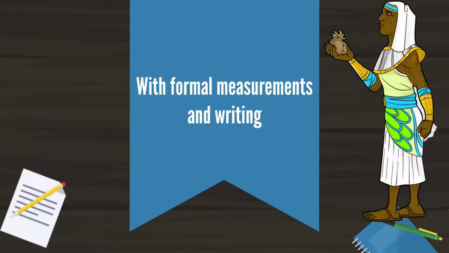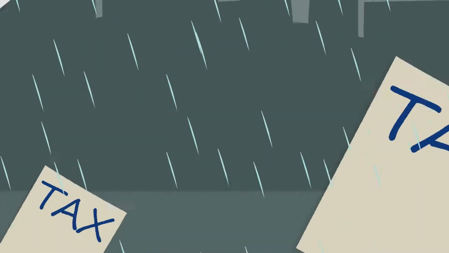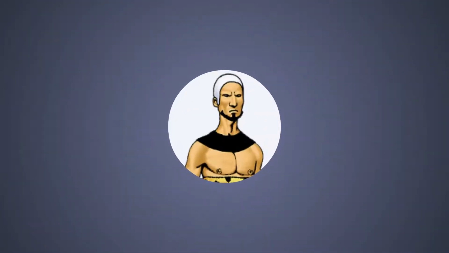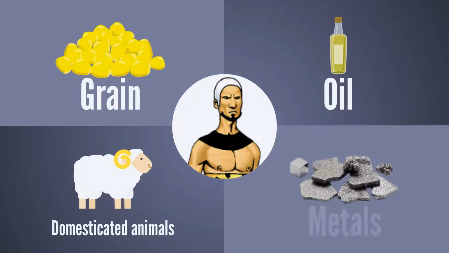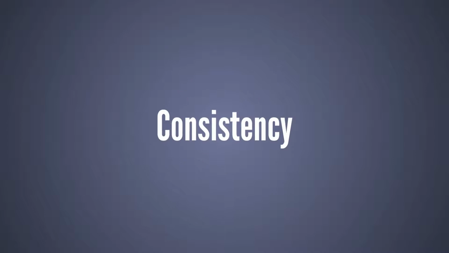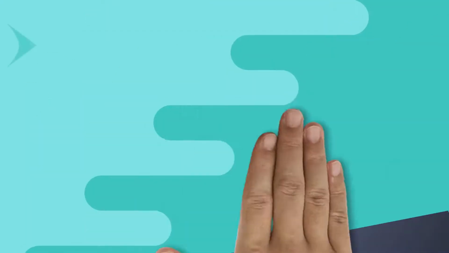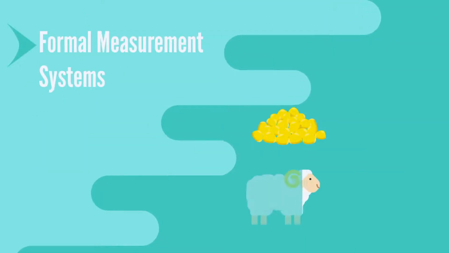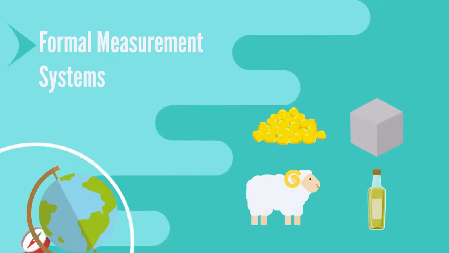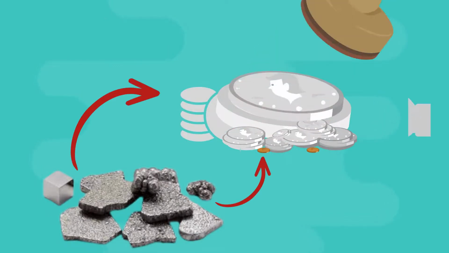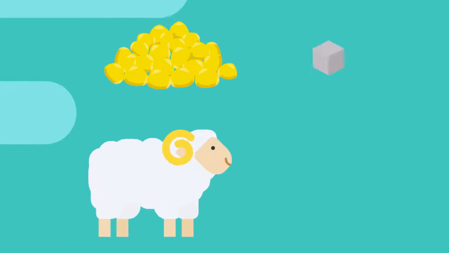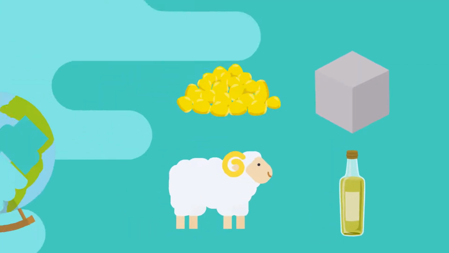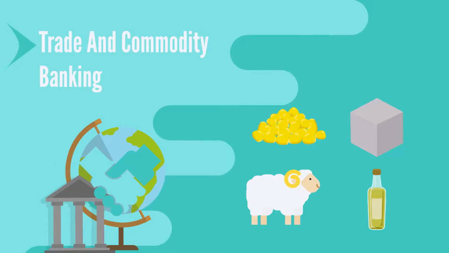With formal measurements in writing, rulers and priests can extract their tithes and taxes in known quantities of commodities of grain, oil, domesticated animals, metals, etc., with consistency. Formal measurement systems and meanings meant that standardized and specialized commodities could be used in an economic way. The stamped coin attempted to formalize the value of metal by regulating content and size. Commodities are able to withstand relatively long periods of storage, which allows trade and commodity banking.